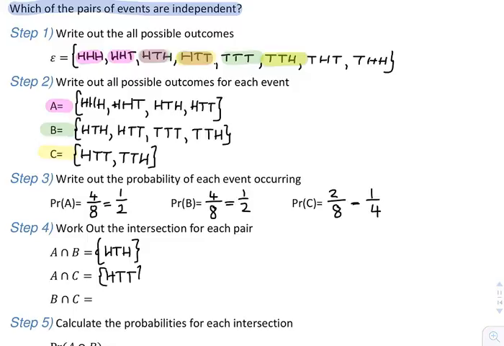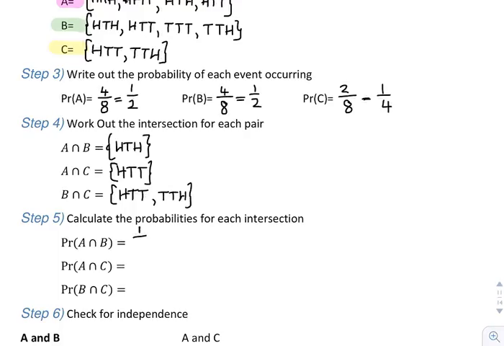The intersection of A and C: what's in common between A and C is HTT. So there's only 1 outcome. And what's in common between B and C is again HTT, but it also includes TTH in that particular case. So we calculate the probabilities of each of these outcomes. As I've done this incorrectly, I'm about to write 1 out of 8, which is actually incorrect. It should be 2 out of 8 or 1/4. Either way, these are the probabilities that I've gotten out.